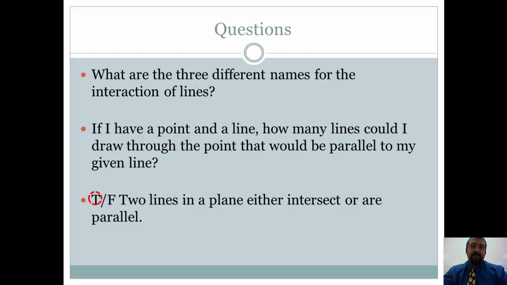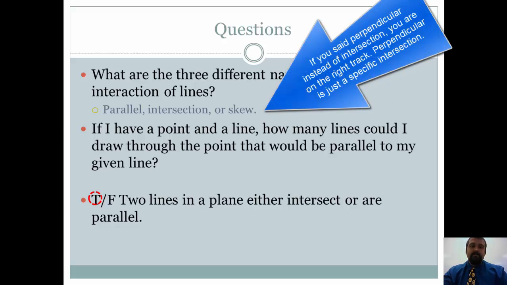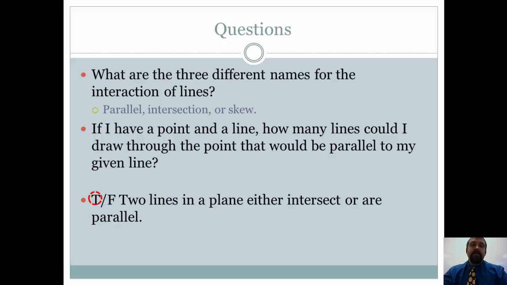Try your best to answer it. You should have given me skew, parallel, and just the intersection. If I have a point and a line, how many lines could I draw through the point that would be parallel to my given line? Try your best to answer it.